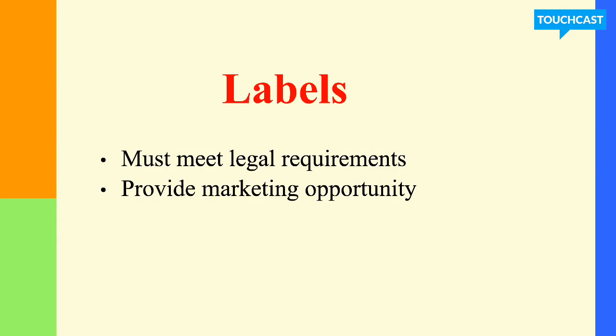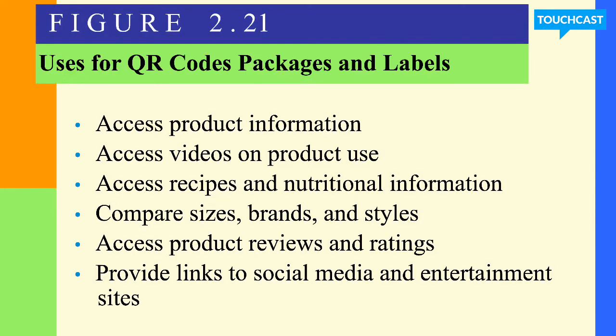In terms of the labeling for your packaging, you want to make sure that it meets all legal and country requirements, and in what ways you are using your labeling as a marketing opportunity. QR codes are being added now to a lot of packaging and labeling, and they allow consumers to access product information or videos on how to use products. You can access recipes and nutritional information, compare sizes, brands, and styles of the product, access product reviews and ratings, and even access links to social media and entertainment sites related to that product.